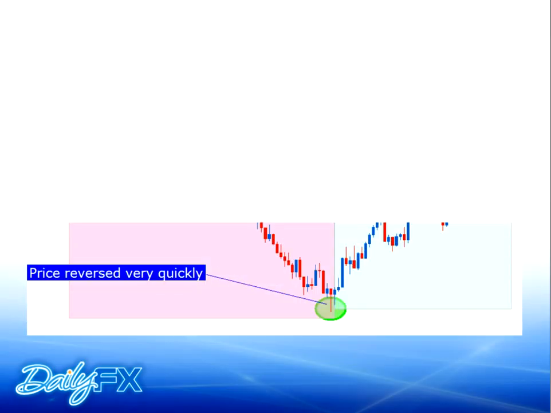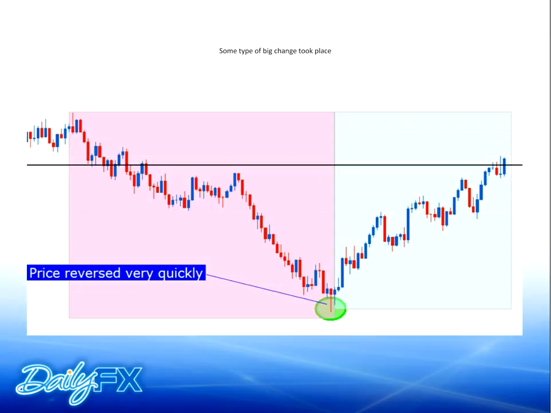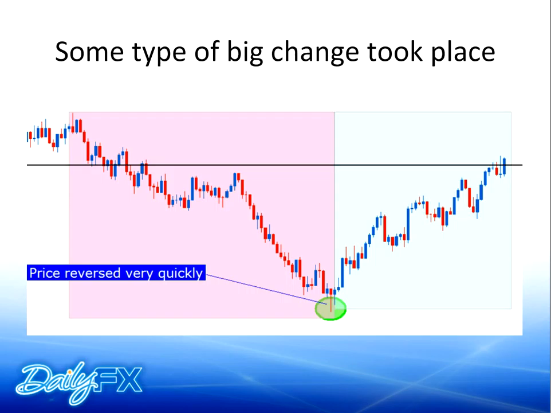And in this case, we can take a look at this chart and notice how price made a low point and then reversed very, very quickly. So we know that some type of big change took place here. We don't need to know the news or events. All that we need to do is read the simple price action that's available in front of us, and we can notice that something provoked this move.